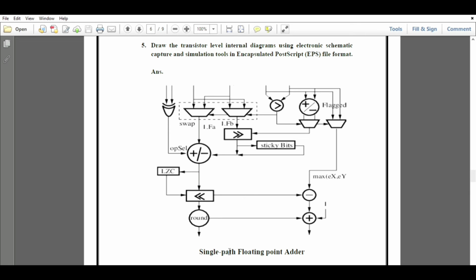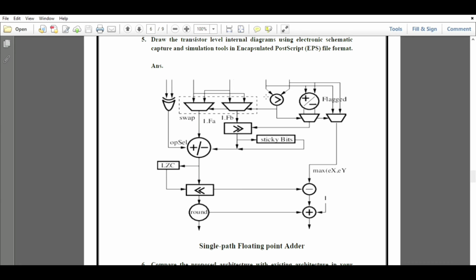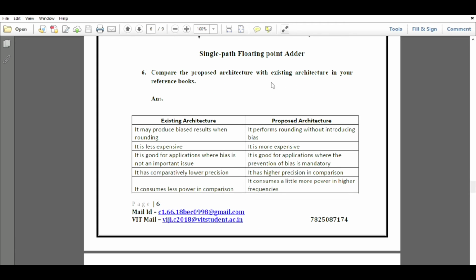This is the architecture of the single path floating point adder that is used in this paper, and here is the comparison of the existing architecture and the proposed architecture. Here the existing architecture may produce biased results when rounding. This architecture performs rounding without introducing a bias, and this is less expensive, and this is more expensive.